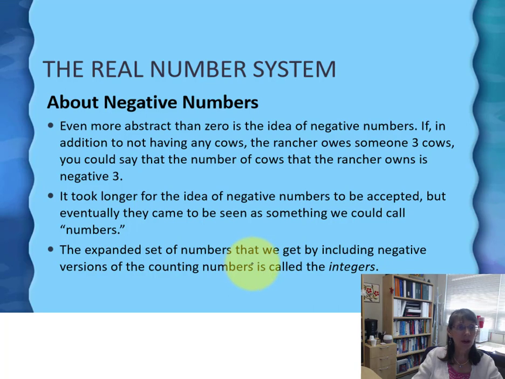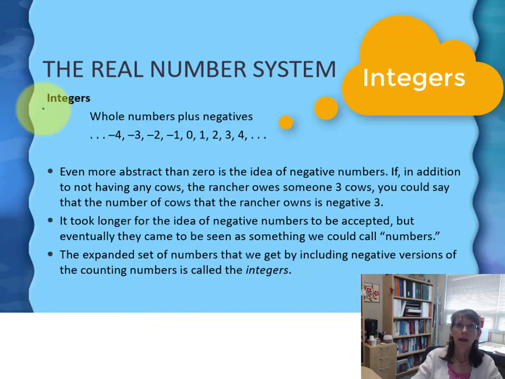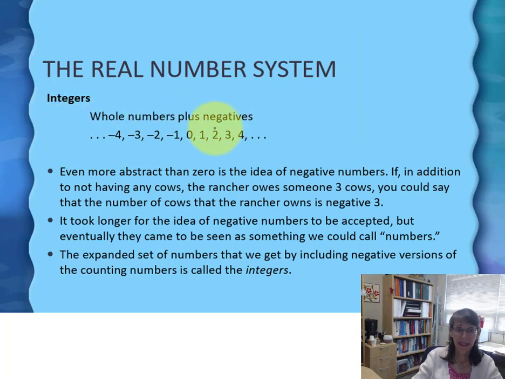The expanded set of numbers that we get by including negative versions of counting numbers is called integers. Here is a list of integers. Integers include whole numbers plus negatives. Again, the 3 dots indicate the pattern continues in that specific direction. So -4 is just the first one in this example I'm showing you, but the negatives would go to negative infinity. So we could have -4, -3, -2, -1, 0, 1, 2, 3, 4, and continuing to positive infinity.